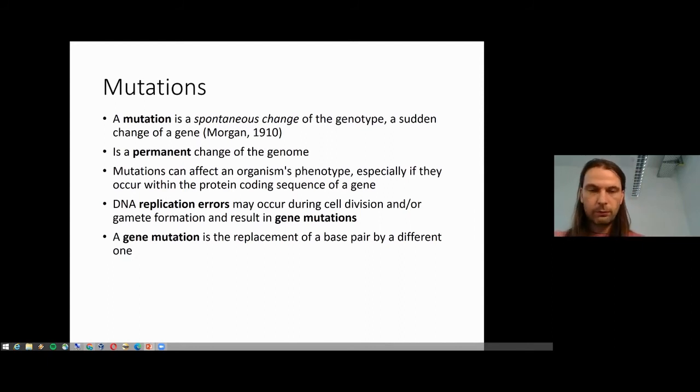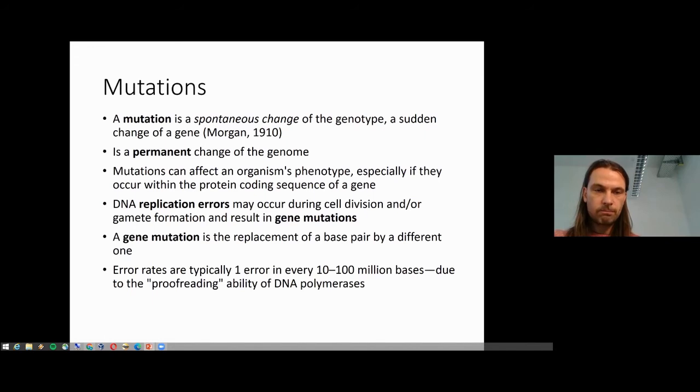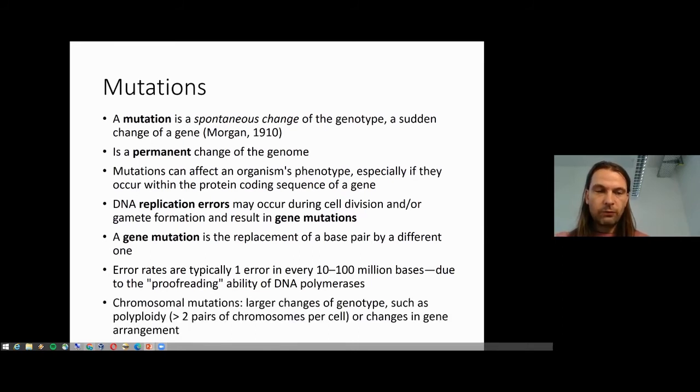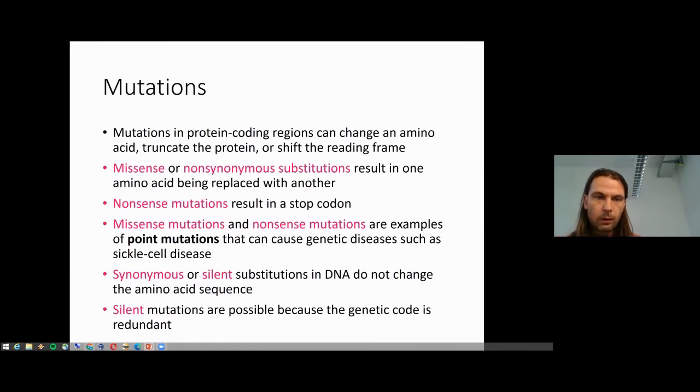A gene mutation is essentially the replacement of a single base pair by a different one. I soon have a few illustrations of that. The rate at which these errors occur is very low, 1 in every 10 million bases. So it's not a common phenomenon. There are also chromosomal mutations which will change larger portions of the genotype. There are different types, and we don't need to learn them in this class.